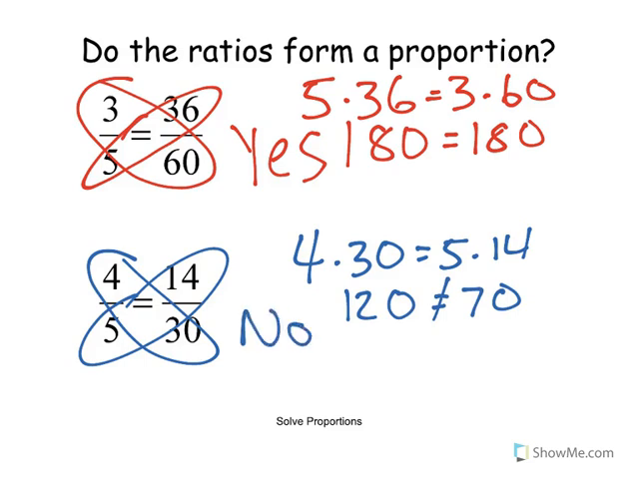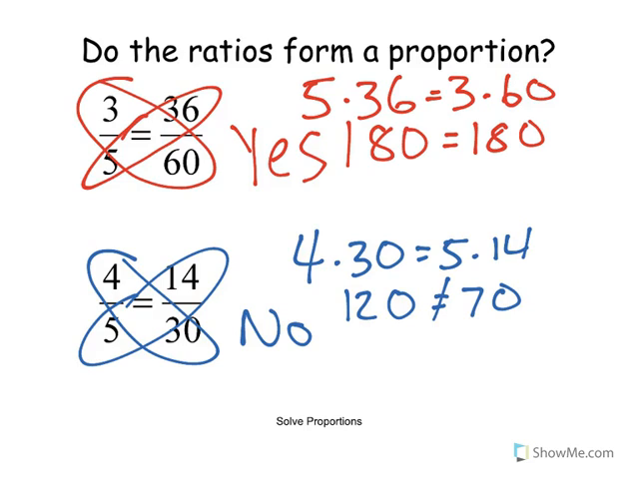So in other words, what I did in red on top, those are equivalent fractions. If I simplified 36 out of 60 by dividing the numerator and denominator by 12, I end up with 3/5. With the other one, if I simplify 14 out of 30, I'm going to end up with 7 out of 15, which is obviously not the same as 4/5.